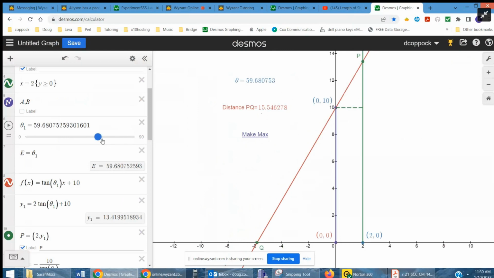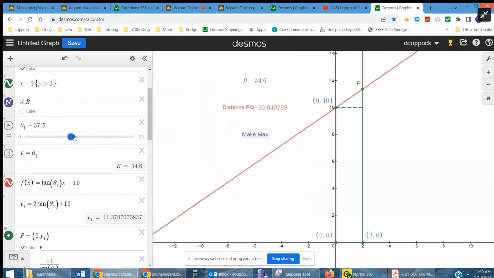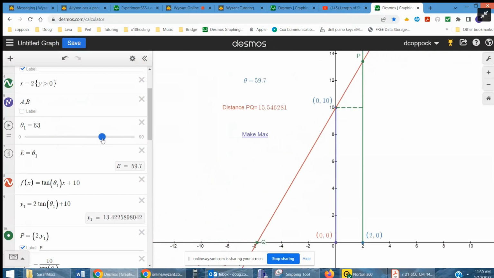Okay, so if I change theta, the length of that ladder changes until it gets really big, the closer you get to 90 degrees. If I make it a minimum, it happens at 59.68 degrees. And that length of the ladder is 15.5455.